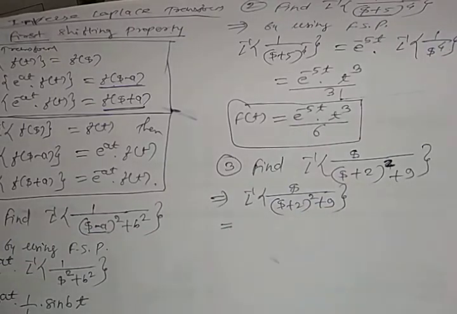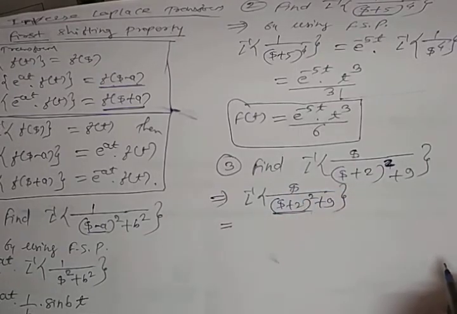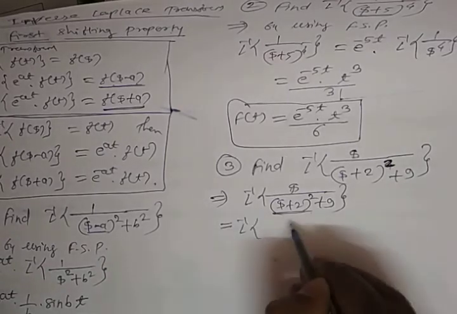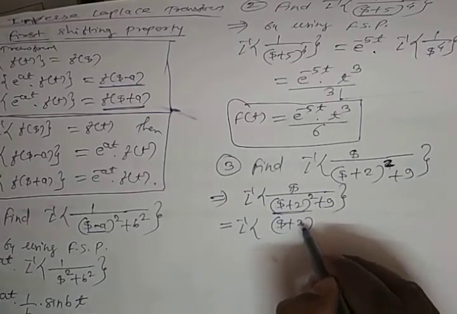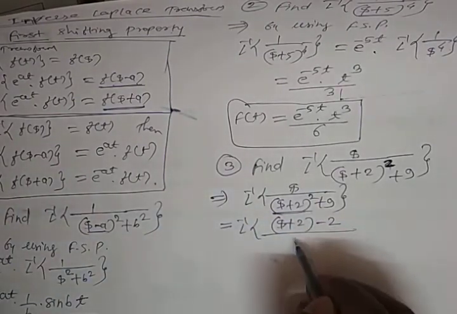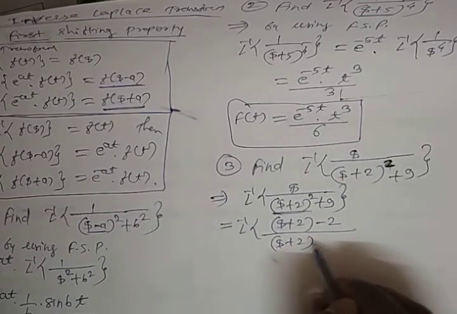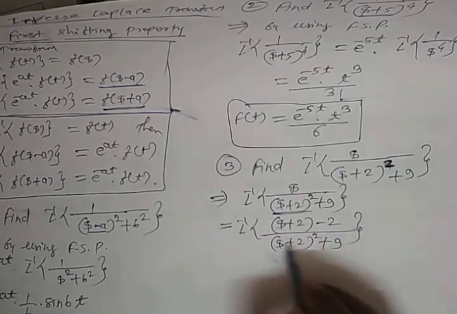If you observe this question, at the denominator there is s plus 2, but at the numerator there is no s plus 2. So first of all we have to adjust s plus 2 in the numerator also. How to adjust it? You directly write down s plus 2. We have taken here an extra plus 2, so take it minus 2. So (s plus 2 minus 2) upon (s plus 2) bracket square plus 9. Now if you observe this, here is also s plus 2 and here is also s plus 2.